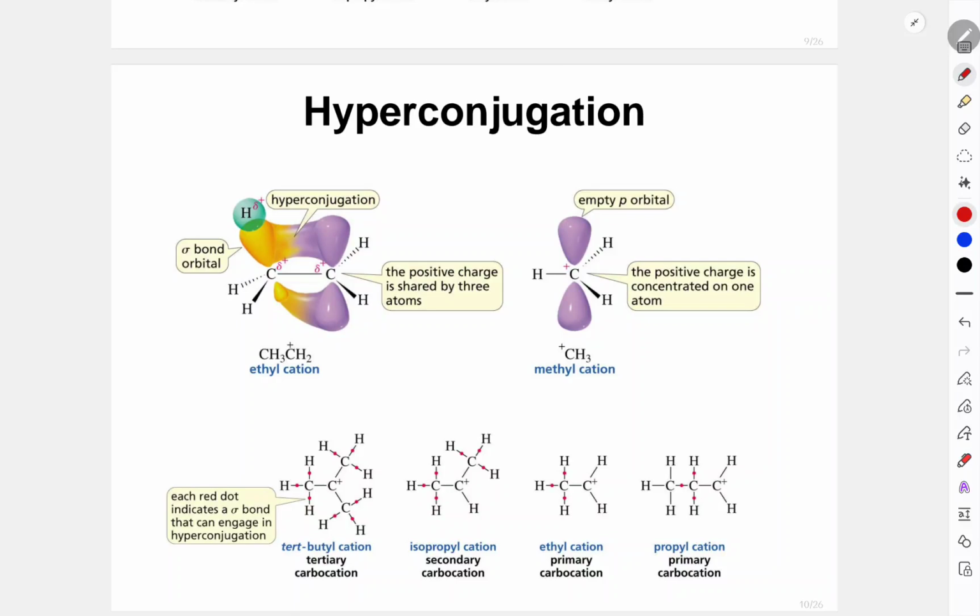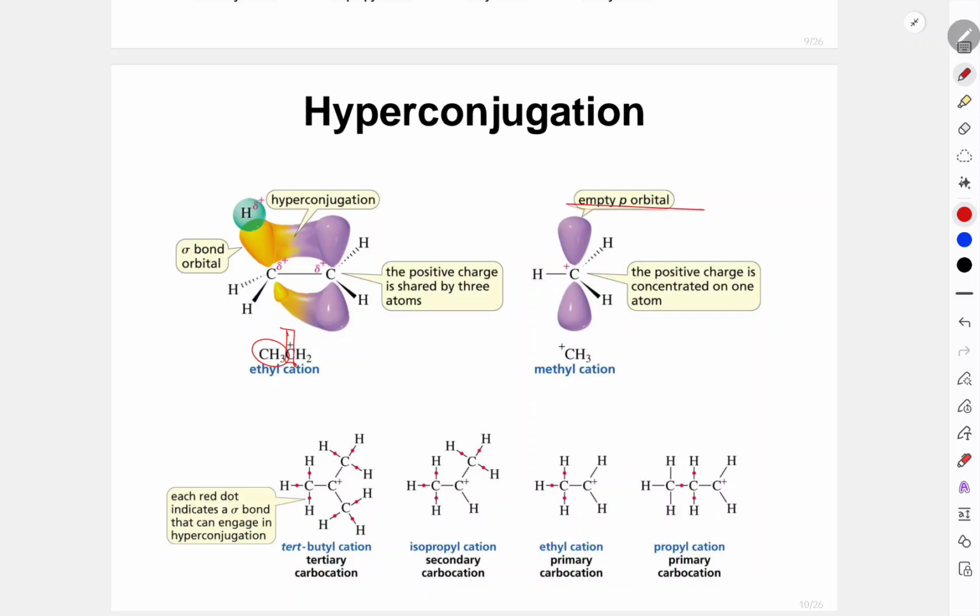Which means you have the methyl group next to the carbocationic center. And then you can think about how the hyperconjugation effects can arise. You have a sigma bond orbital, a filled orbital, between carbon and hydrogen, and for the carbocationic center, you have the empty p orbital.